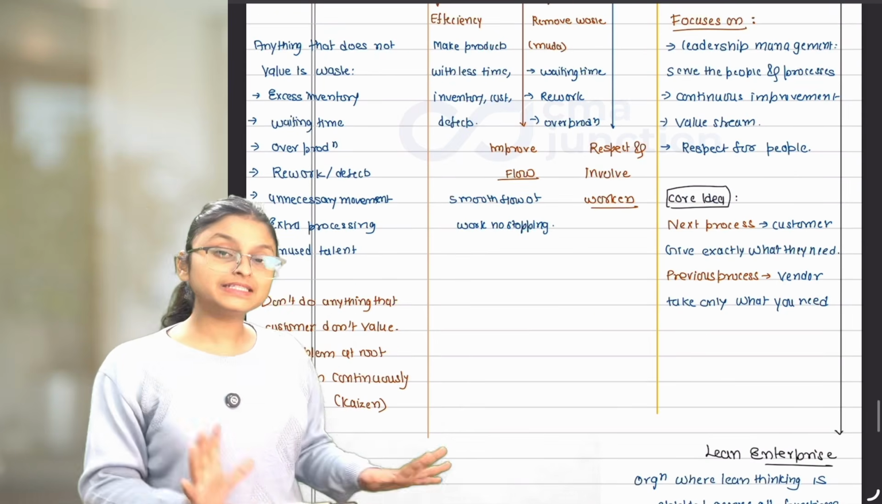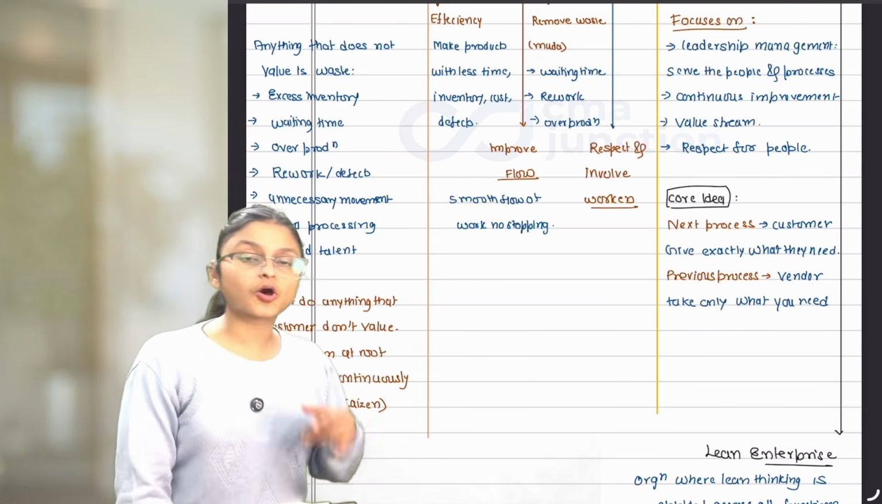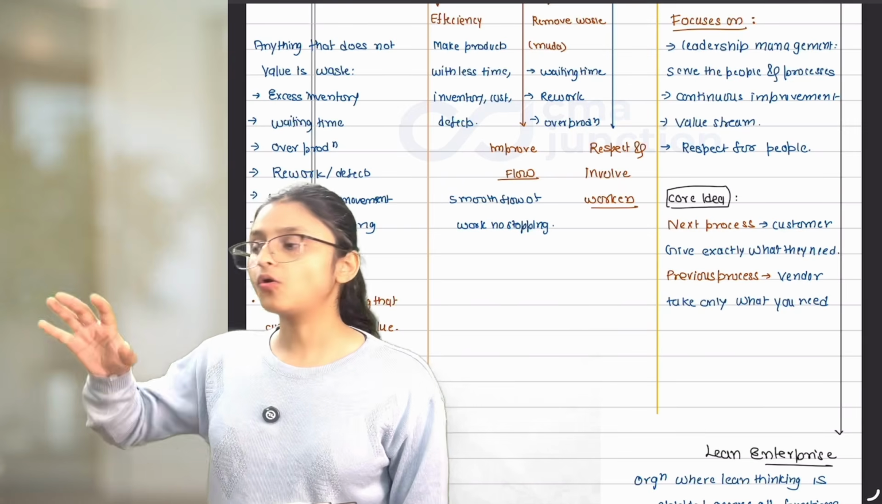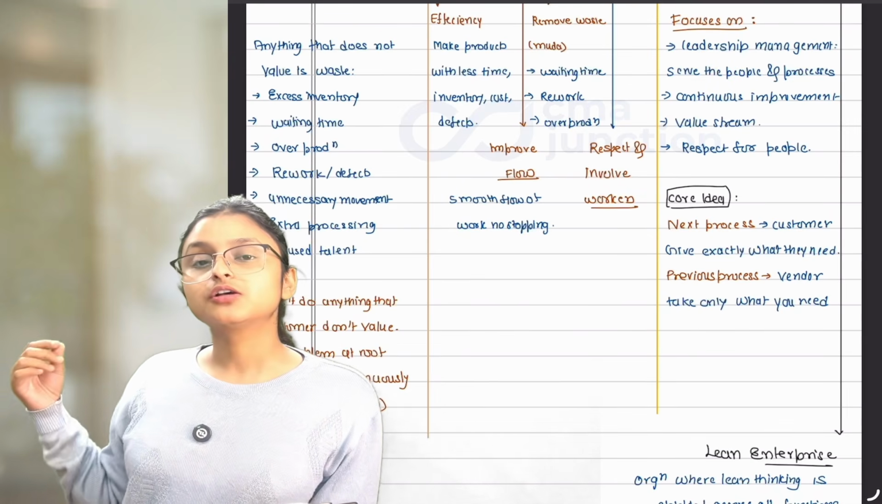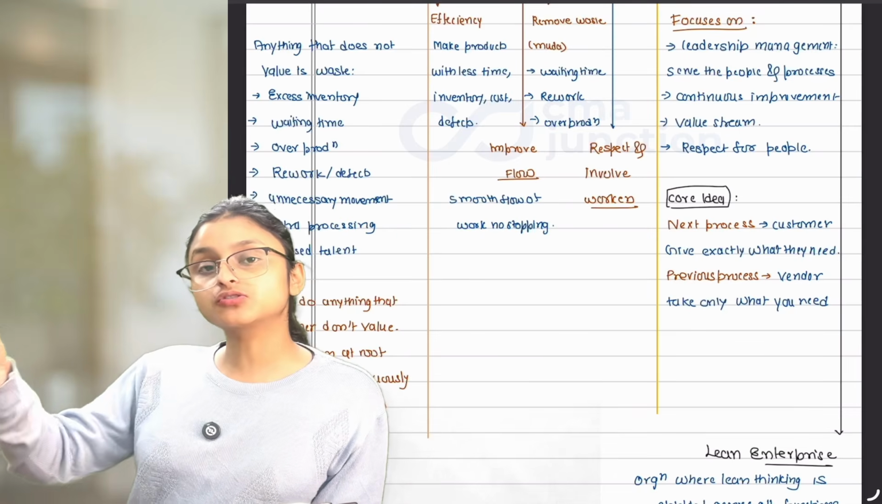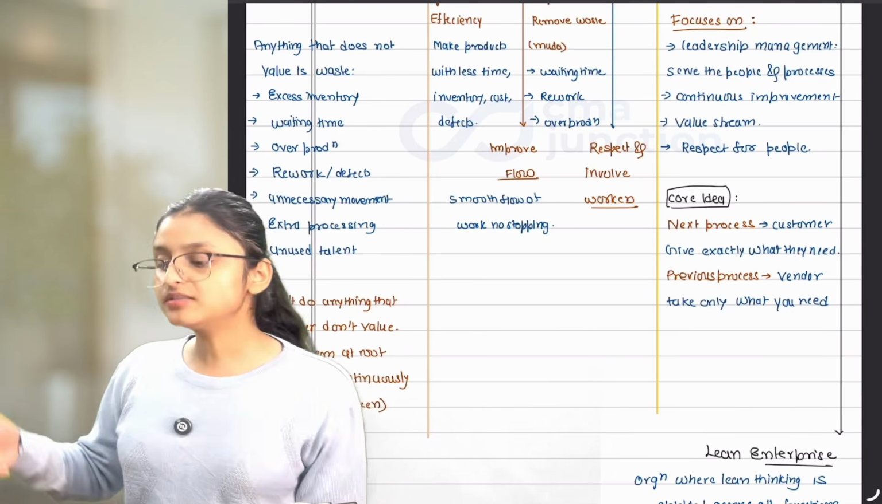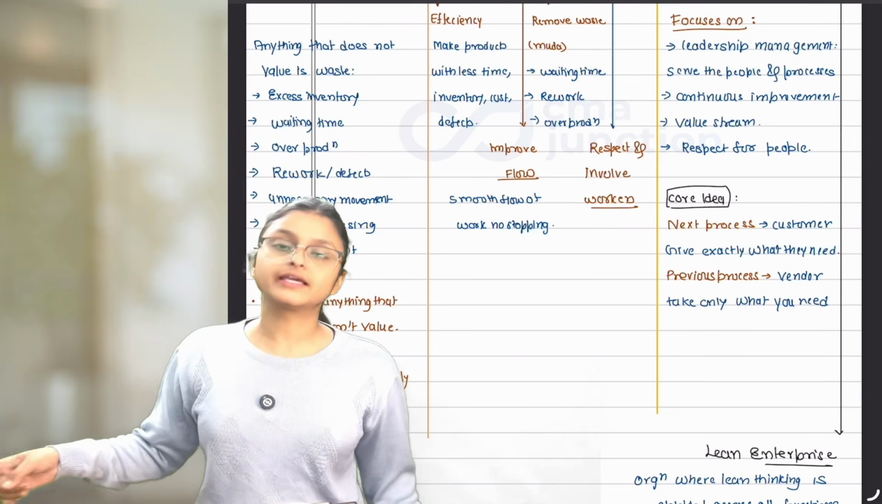Now lean says that don't do anything that customer doesn't value and fix problems at the root. So if you want to remove waste, then you need to fix all your processes where waste is happening, right? So whenever you are solving problems, make sure you are solving them from the root so that they don't arise again. Once a problem is solved, it is always solved, no need to look at it again and again.